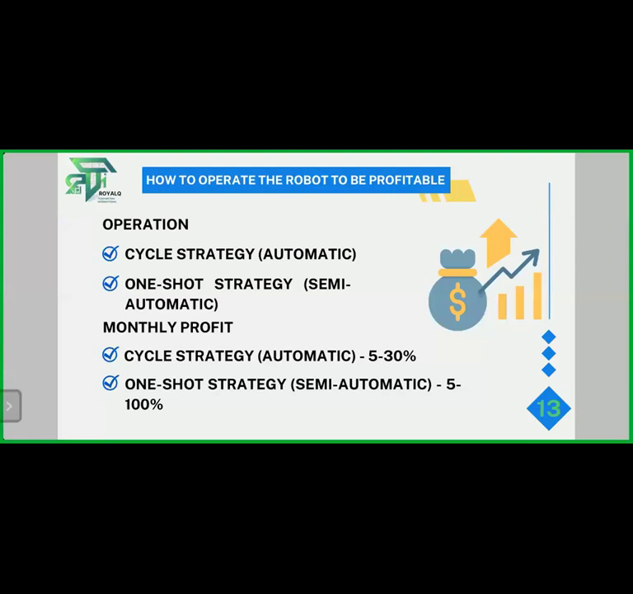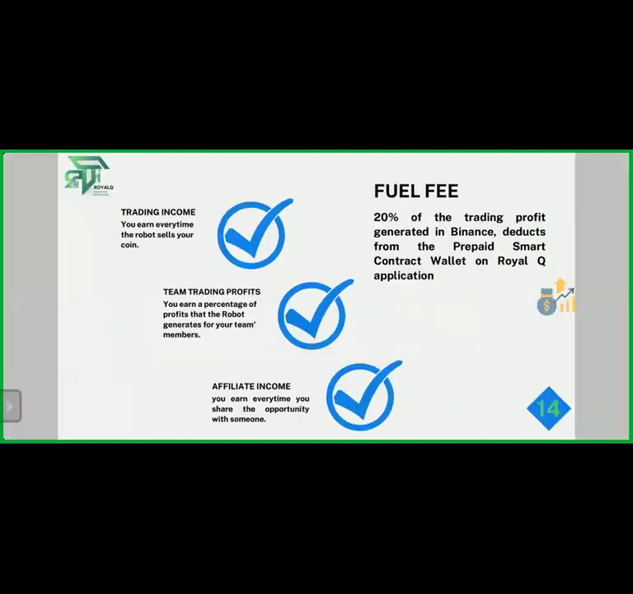The first one, cycle strategy, at approximately 5 to 30% per month is what you can make on that. And the next one is the one shot strategy, from 5 to 100% can be made from that within a month. So the choice is yours. You can do both of them. You can choose to stick to one, but you can do both. Because again, remember, there are so many coins that you can trade. There's so many coins that you can make the most of to help make more profits for you.